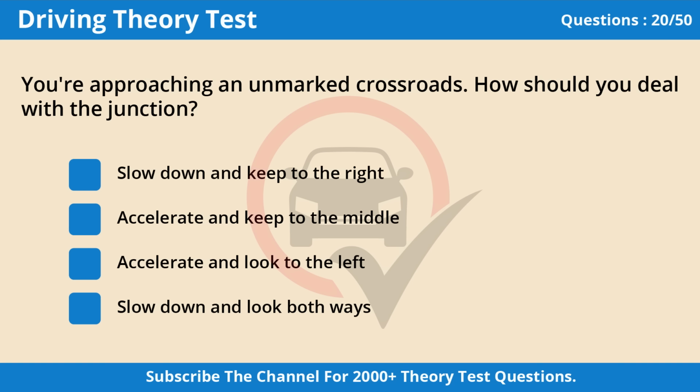Question 20. You're approaching an unmarked crossroads. How should you deal with the junction? A. Slow down and keep to the right. B. Accelerate and keep to the middle. C. Accelerate and look to the left. D. Slow down and look both ways. The answer is D. Slow down and look both ways.